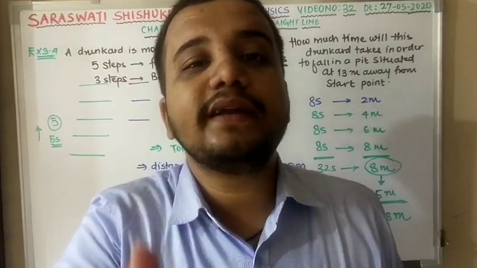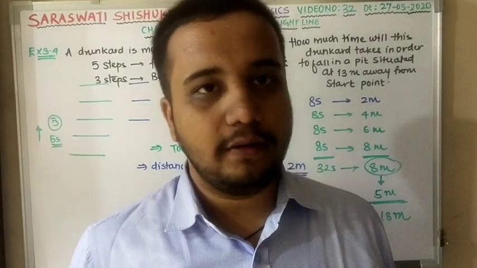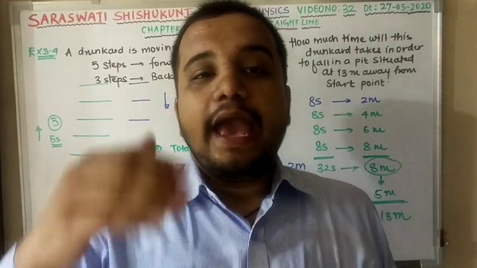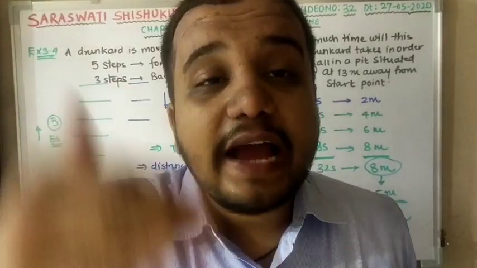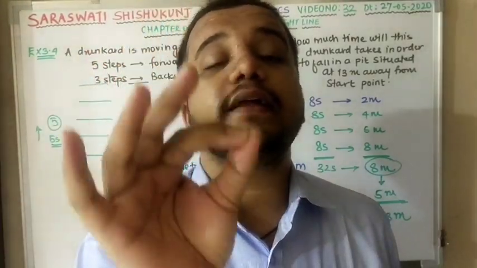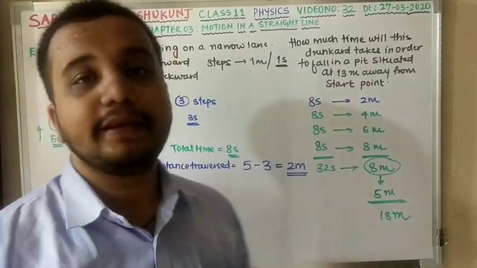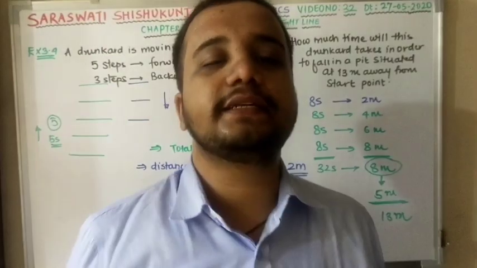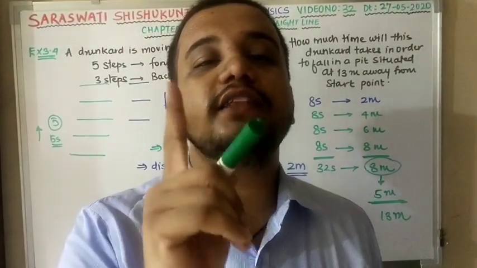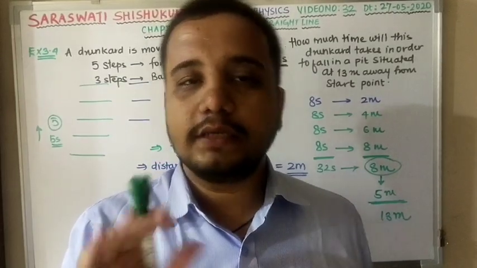Why have I stopped at this 8 meters? Because after 8 meters again he will move 5 steps forward. So 8 plus 5 is how much? 13. As soon as he moves 5 steps forward, it means he is covering 5 meters. You will be able to notice that the addition 8 plus 5 is 13 meters. Means he will fall down into the pit. He is not going to move backwards. He is not going to get the chance to move backward. Till this clear?